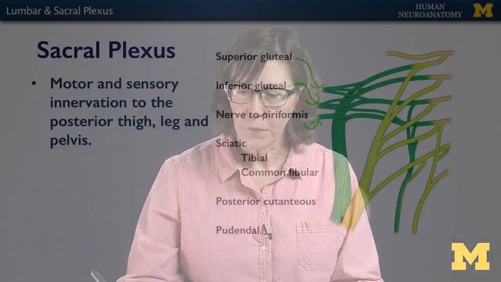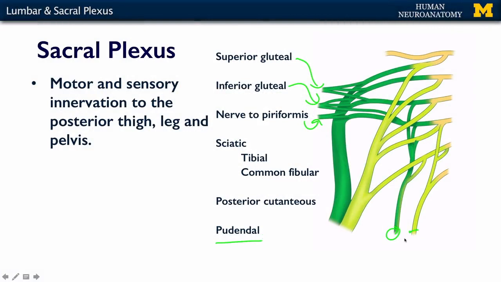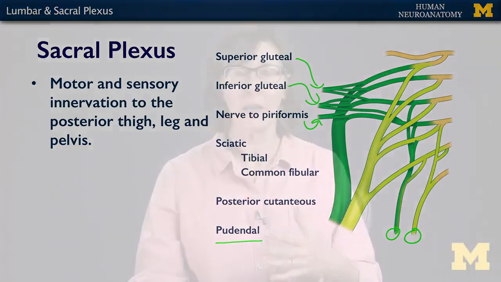There's also a posterior cutaneous nerve. When we talked about the lumbar plexus, we had a lateral cutaneous and a cutaneous nerve of the thigh, and those were on the anterior aspect of the thigh. So there's a posterior cutaneous nerve that innervates the posterior aspect of the thigh. And then there's the pudendal nerve, and the pudendal nerve is really important because it innervates the external area of your perineum. And your perineum is basically your external genitalia. And so it's both sensory and motor.